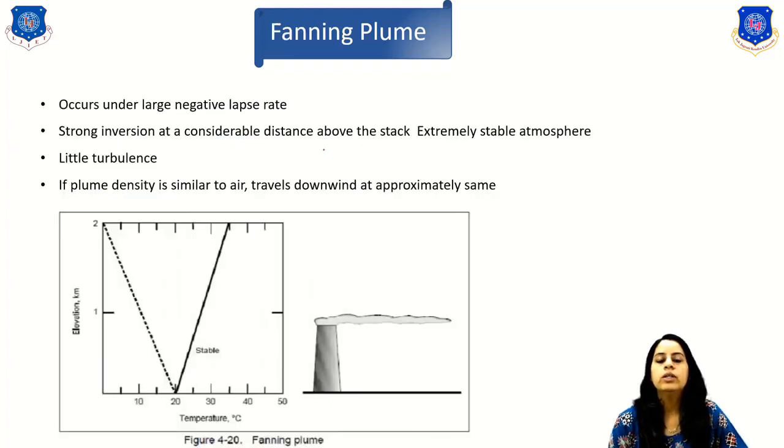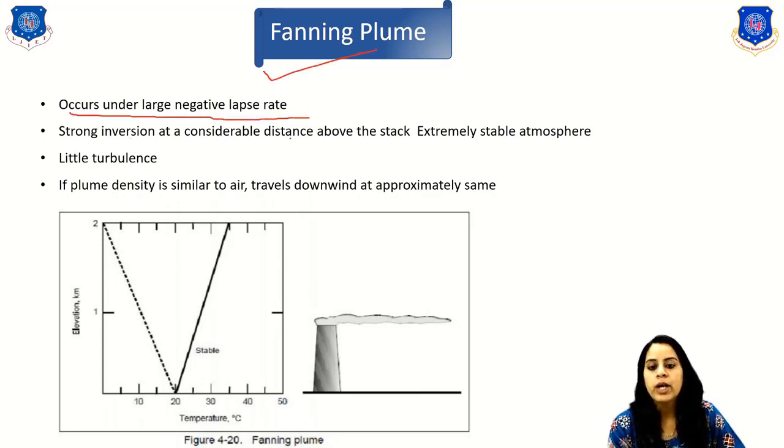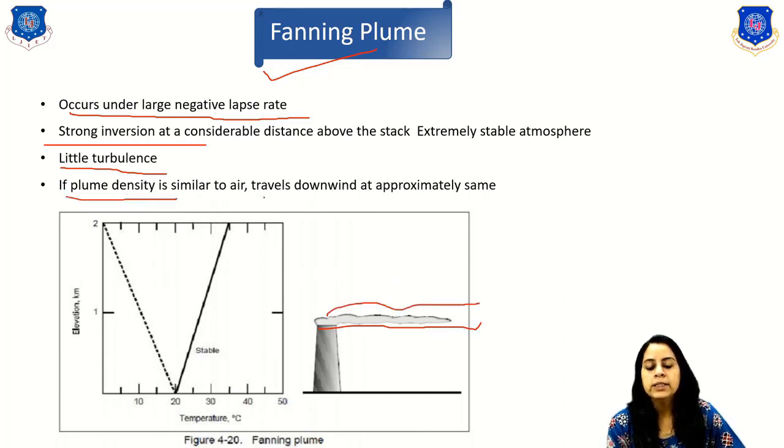Now the next one is the fanning plume. It occurs under a large negative lapse rate. It is a strong inversion at a considerable distance above the stack, an extremely stable atmosphere, and there is little turbulence. If the plume density is similar to the air, it travels downwind at approximately the same speed, right? Here you can see that a stable condition arises, where the plume density is similar to the air density, right?